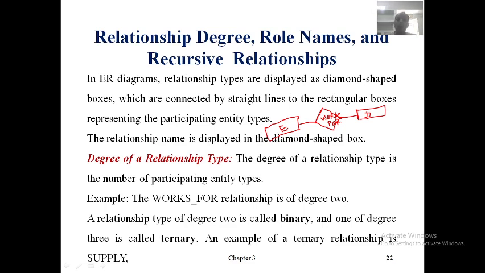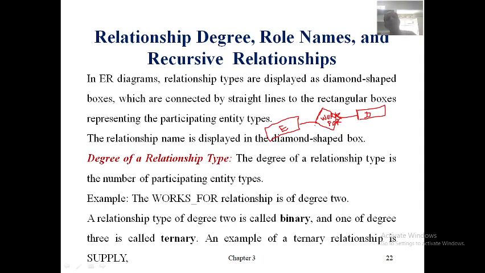Clear? Now, is it understood? In an ER diagram, relationship types are displayed as a diamond shaped box which are connected by straight lines to the rectangular boxes representing the participating entity types. The relationship name, which is works for, is displayed in the diamond shaped box. Now, this is the relationship type.